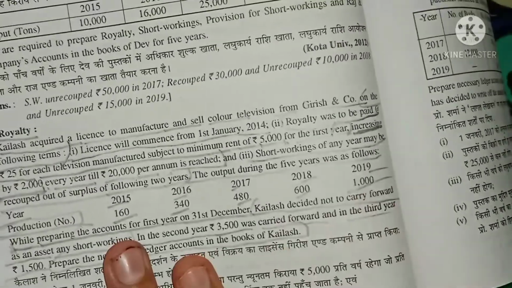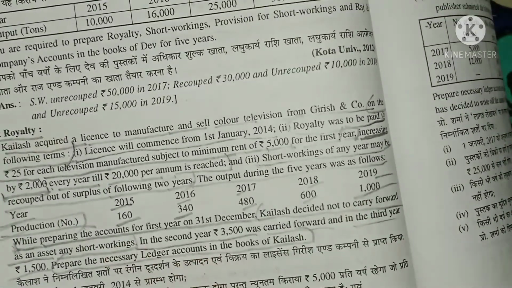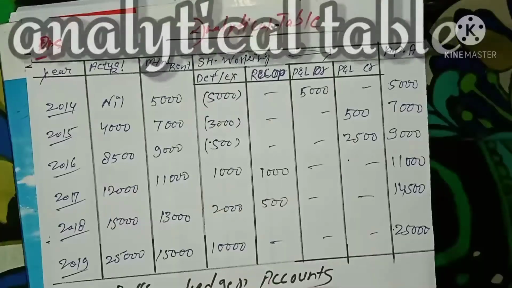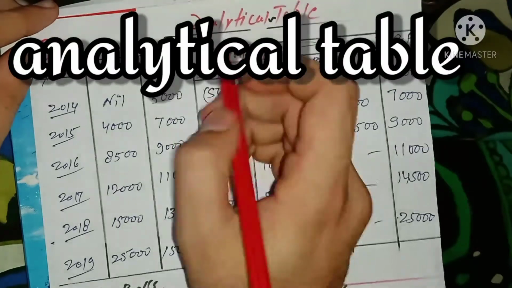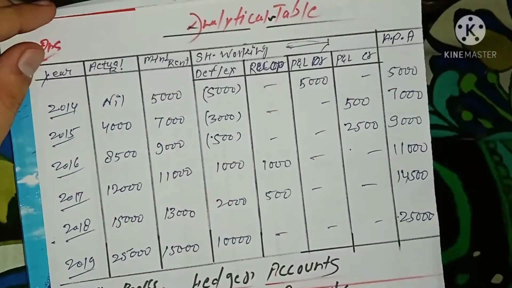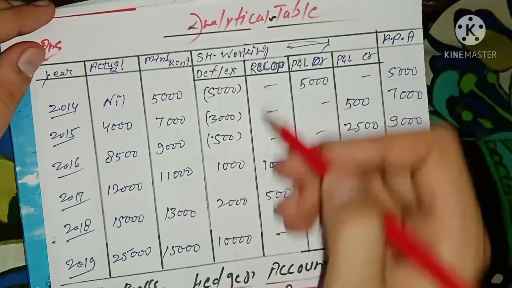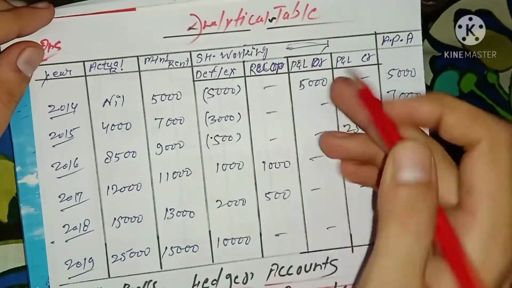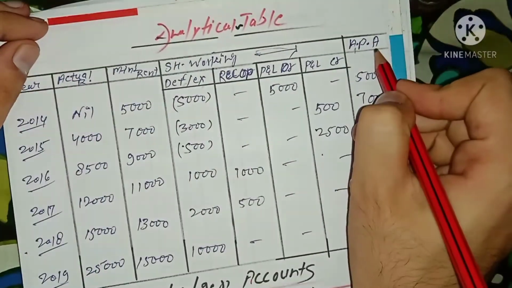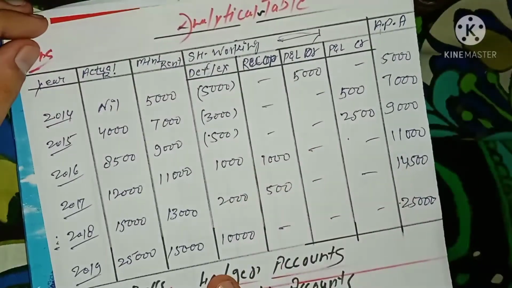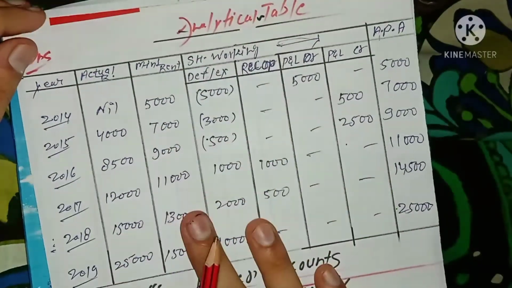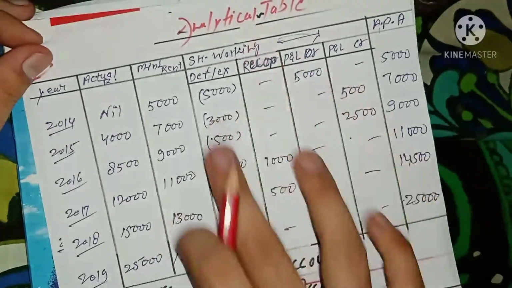Okay, so this is our question. Now moving on to the answer. Here is our answer. Starting with preparing the analytical table, just for the purpose of figuring out the deficiency and excess amount, the recoupment and unrecoupable amount, as well as the amount payable directly to the lessor. That is the only purpose behind preparing the analytical table.